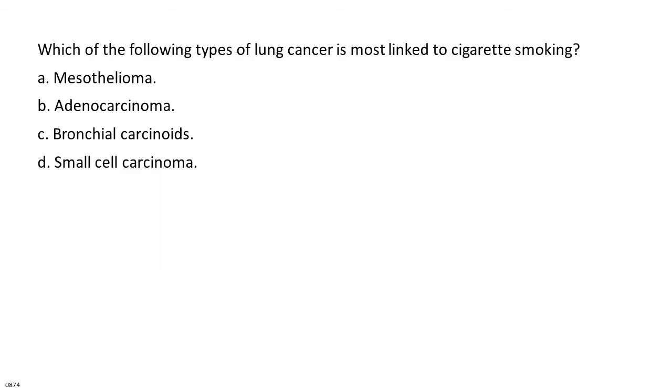Which of the following types of lung cancer is most linked to cigarette smoking? A. Mesothelioma. B. Adenocarcinoma. C. Bronchial carcinoids. D. Small cell carcinoma.